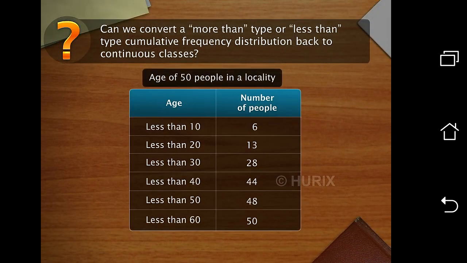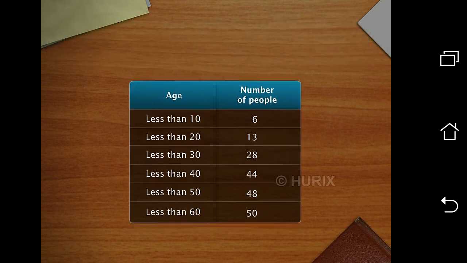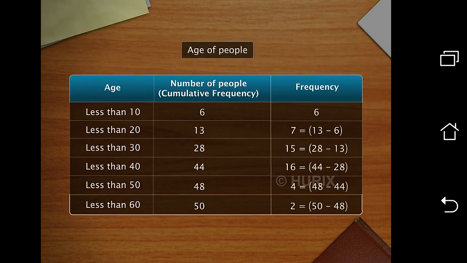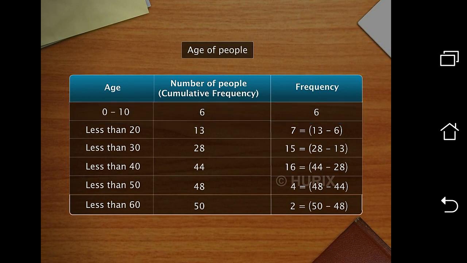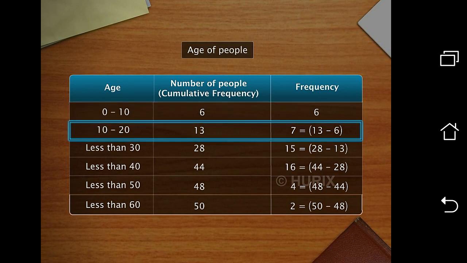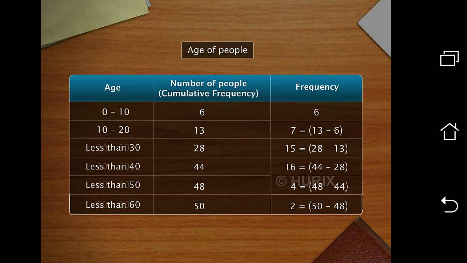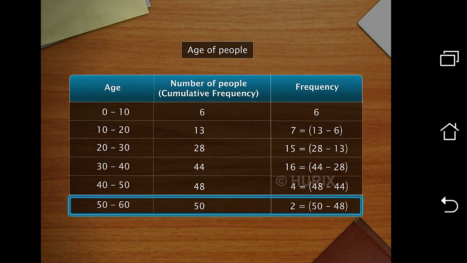For example, consider this less than type distribution. We can convert it to continuous classes by finding the frequency of each class from the cumulative frequency. Less than 10 means that in the age group 0 to 10, there are 6 people. Also, less than 20 means that in the age group 10 to 20, there are 13 minus 6, that is, 7 people. Proceeding in a similar manner, we have the continuous frequency table.